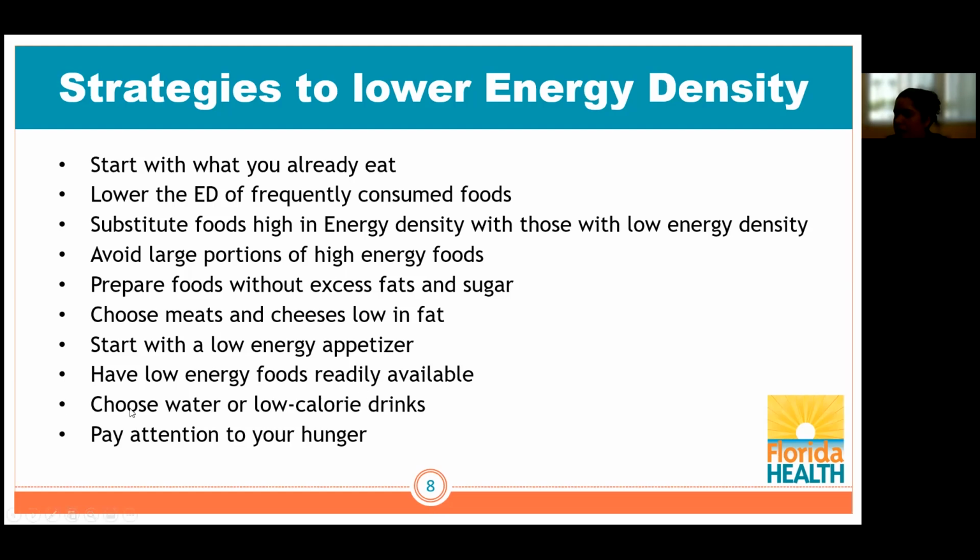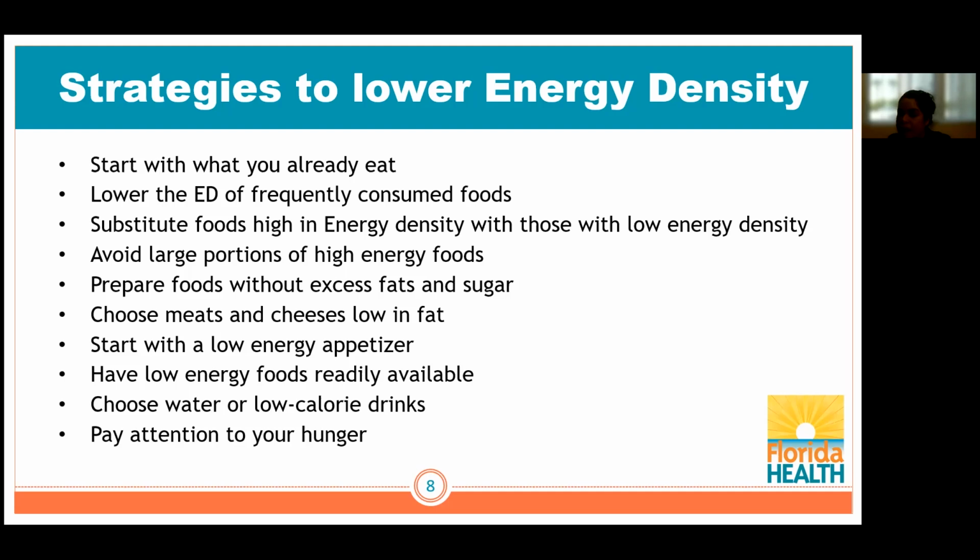The next thing is to choose water or low calorie drinks. I want to debunk a myth while we're having this conversation, and it is that drinking water stops hunger. Like if you drink a bottle of water before you eat your meal, you're not going to be as hungry. That is not true. Studies have found that you're still just as hungry. The only thing choosing water really helps with is staying hydrated and not adding more calories to your daily calorie count.